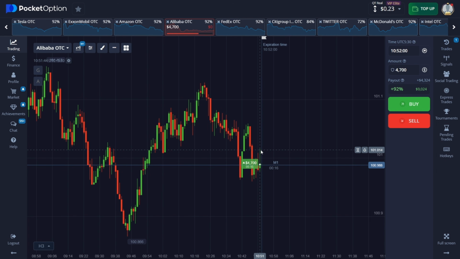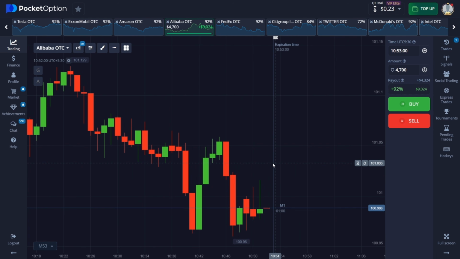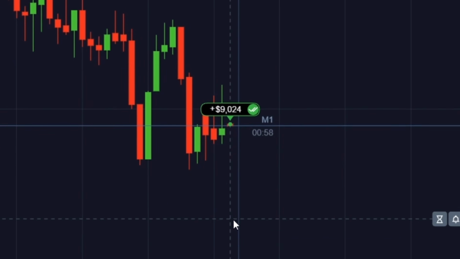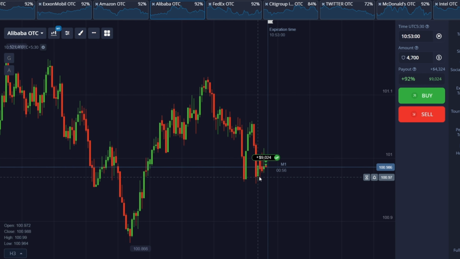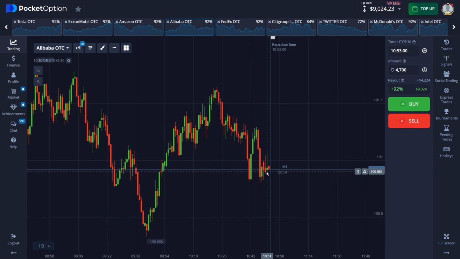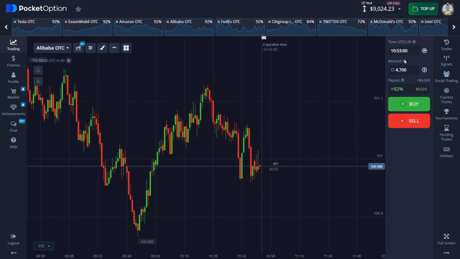Currently, the trade is not going in our favor, but it's coming back, and now the trade is going in our favor. Only a few seconds left, and we won it because of the gap up opening. We won another trade, and now my balance has turned into $9,024. Let's find a trade for $9,024. The previous trade seemed like a loss, but we won it because of the gap up opening.